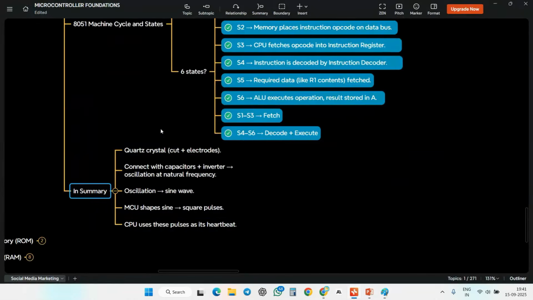So if you want to see the summary, this is the summary, guys, as I explained previously. First of all, the quartz crystal is connected with a capacitor plus inverter, and the oscillation converts into sine waves. The sine waves are again converted into square pulses, and those square pulses are given to the processor. That is your final thing.